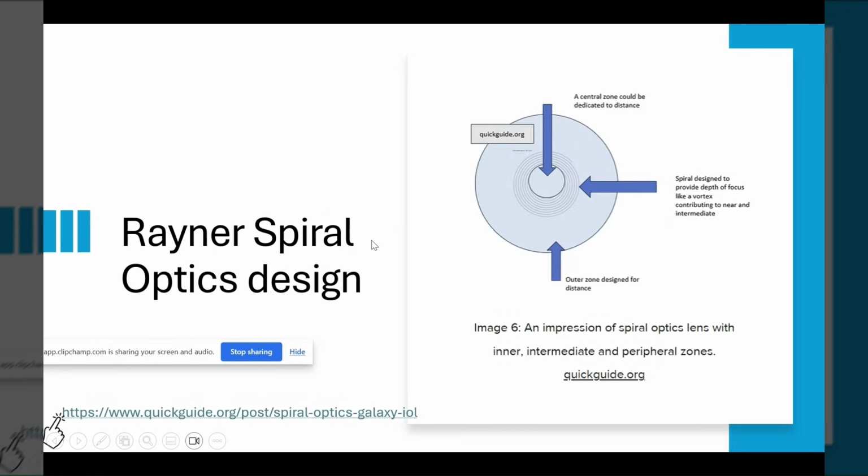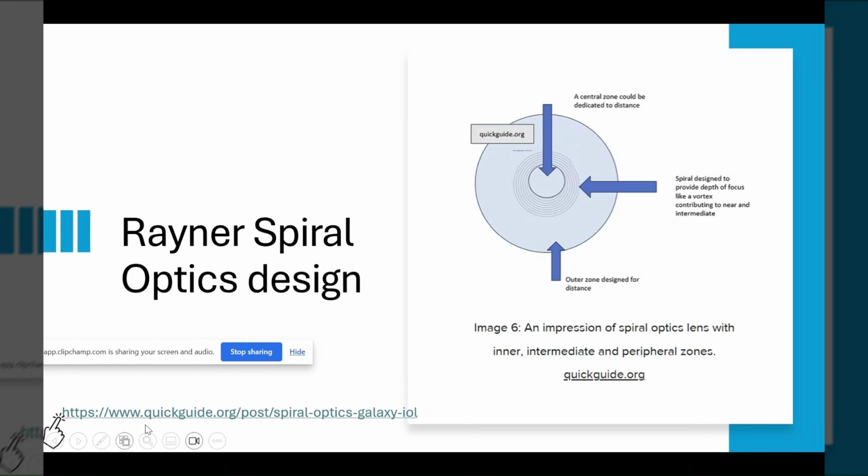Now, coming to the Rayner spiral optic design lens, this lens is a 6 millimeter optic, but it is divided into these zones over here. The first zone, 0 to 1.3 millimeters, is dedicated to distance. Then from 1.1 to 3.3 millimeters, I believe, is for the spiral optics, right? And beyond that, 3.3 to 6 millimeters is the zone for the distance focal point again.